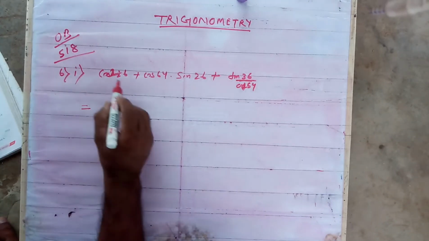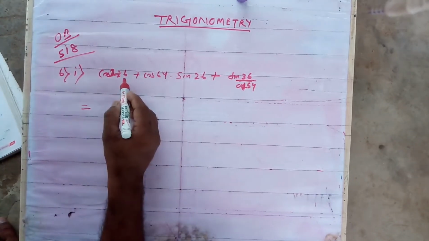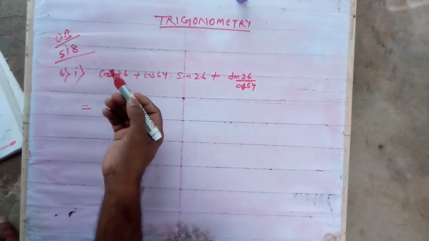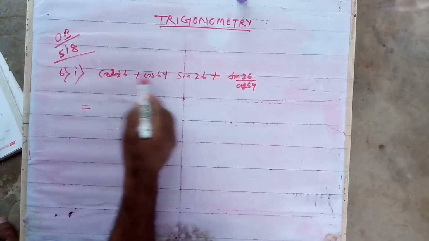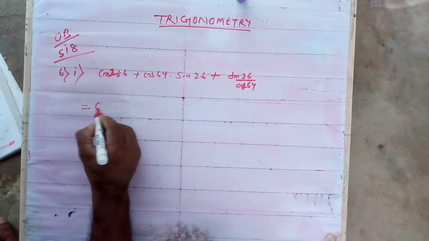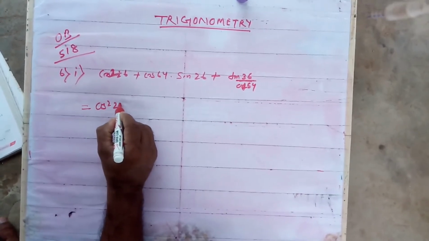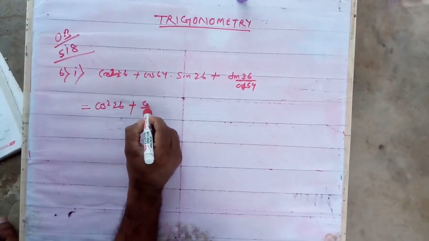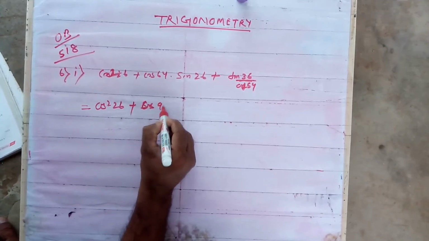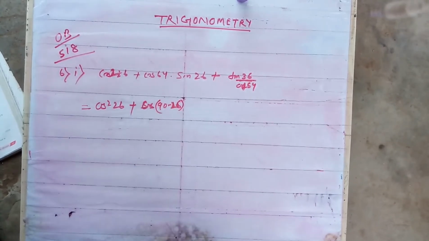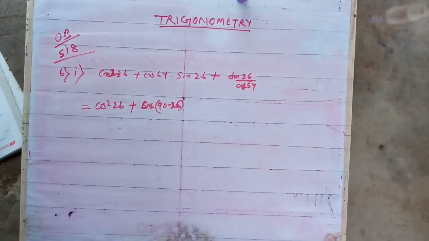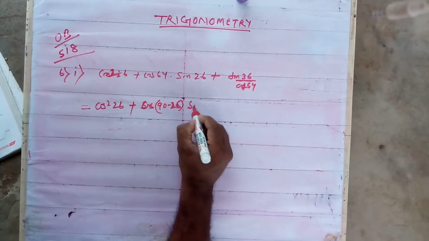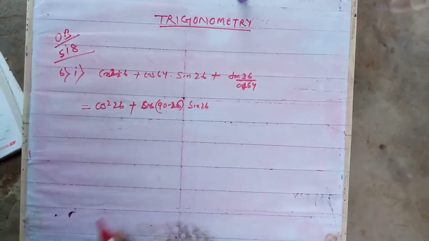So here I want to check 26. If I am converting 26 into 64, then I have to do it in two places. That's why I'll not do that. I will let cos square 26 be, plus cos 64, I'll write cos of 90 minus 26. 90 minus 26 is 64, or not? And sin 26 as usual.